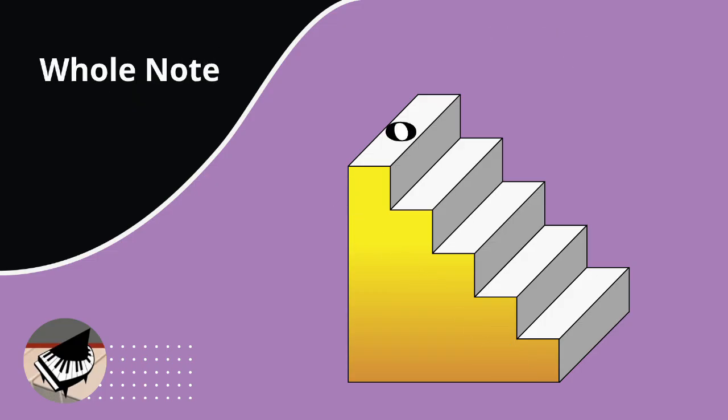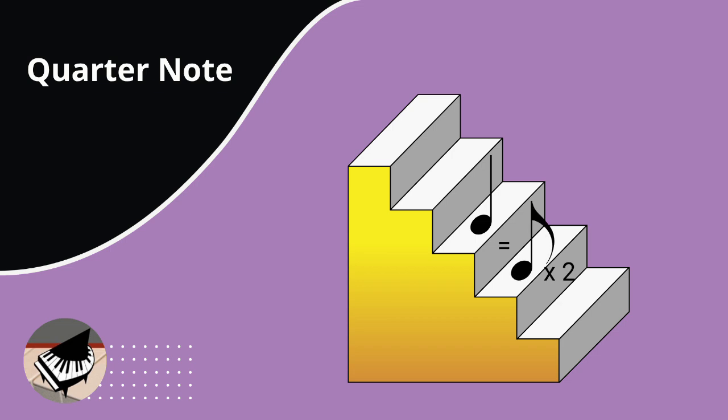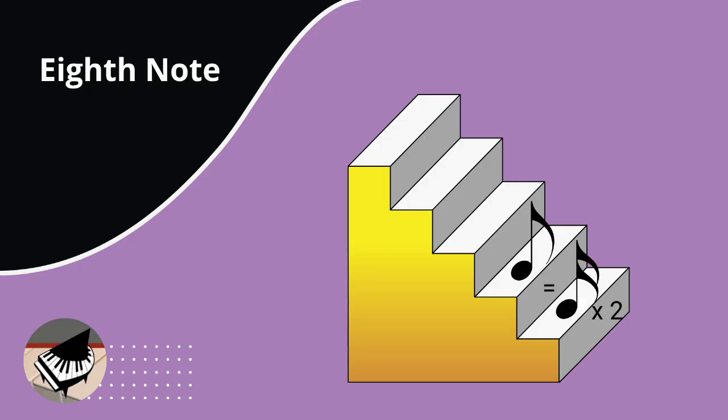Starting on the top step, you have the whole note. A whole note is equal to the step below, which is a half note, times 2. The half note is equal to the step below times 2, which is 2 quarter notes. The quarter note is equal to the step below, which is the eighth note, times 2. And finally, the eighth note is equal to the step below times 2, or 2 16th notes.